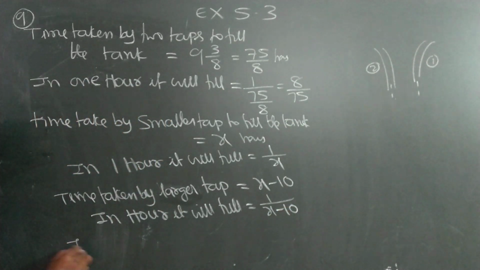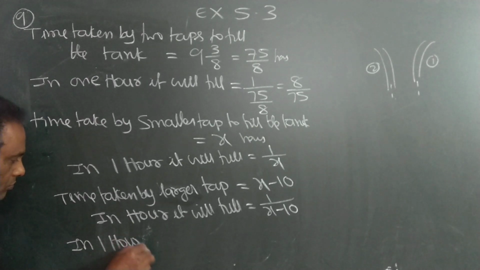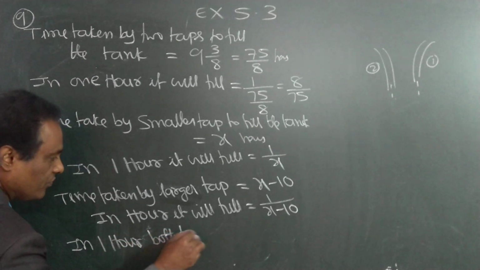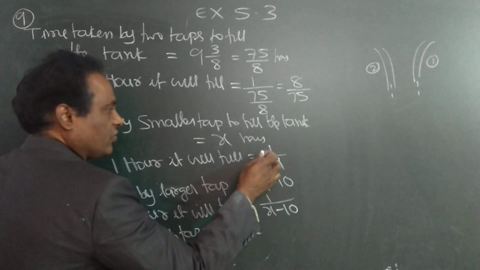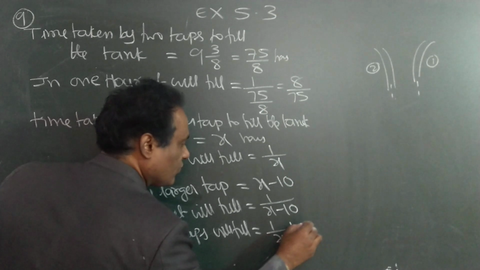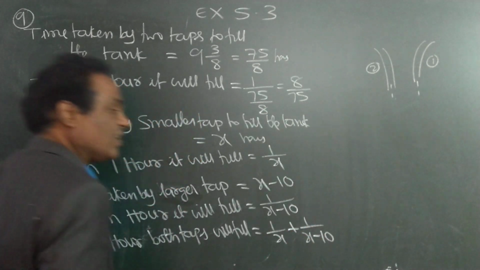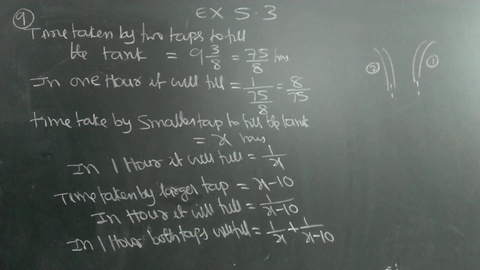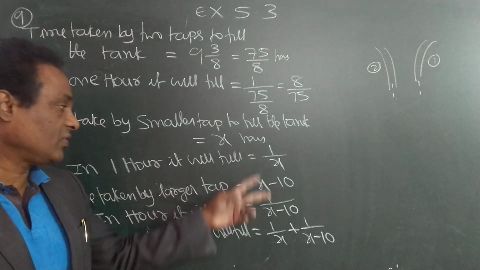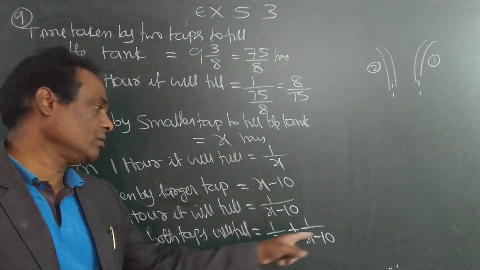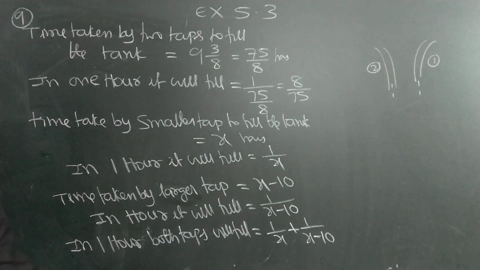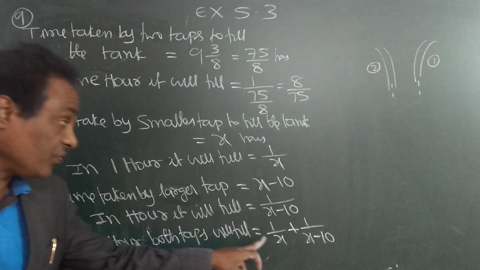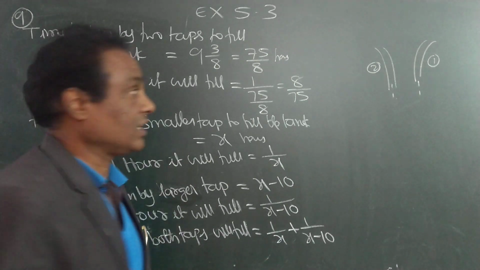So, in 1 hour, both taps will fill: this will fill 1/x plus this will fill 1/(x minus 10). In 1 hour, both can fill this much capacity. This is the first tap, this is the second tap. Both are open, so plus. In 1 hour, both taps will fill 1/x plus 1/(x minus 10).